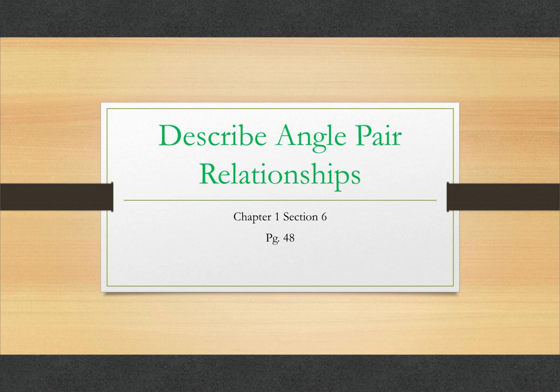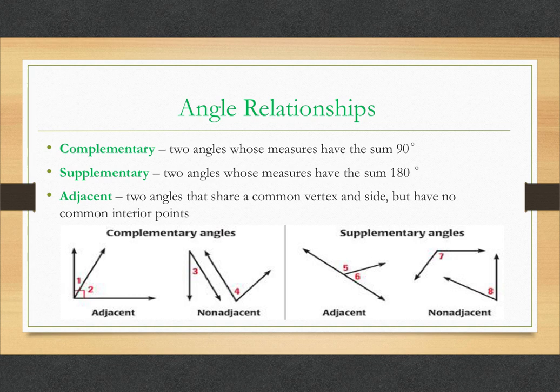All right, we're going to move into the last section in this video and in the chapter, which is describing angle pair relationships, chapter 1, section 6. So hopefully we've seen these words before, but these three angle relationships are the foundations of the angles. Complementary are two angles whose measures have the sum of 90 degrees. Supplementary are two angles whose measures have the sum of 180 degrees. And adjacent is two angles that share a common vertex and side but have no common interior points.